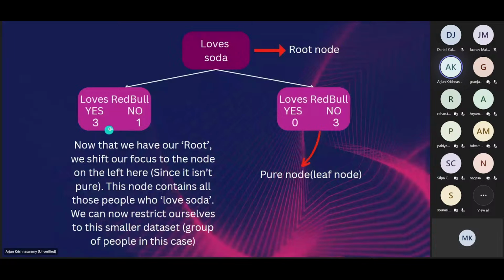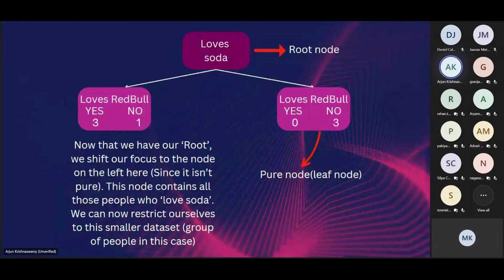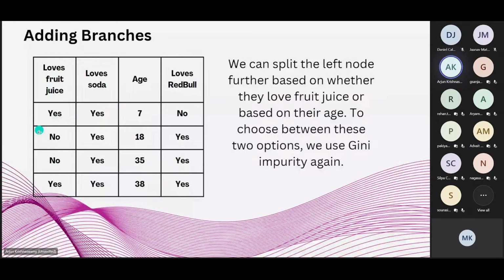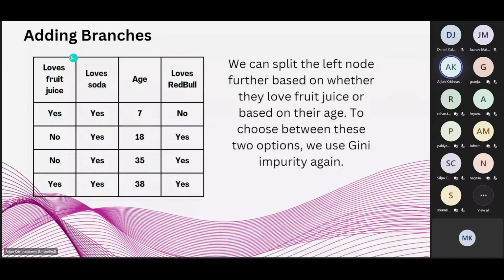So we again perform the same calculation by finding out the Gini impurity values, and this is a reduced data set, by the way, because we've already used love soda as our criteria for classification. This is the root node. So now this table only consists of people who love soda. So now we have to decide which one of these two features to use to split it again. We can either use loves fruit juice or age. Again, we perform the same old calculation of finding the Gini impurity values. We can do that for loves fruit juice and for the age.